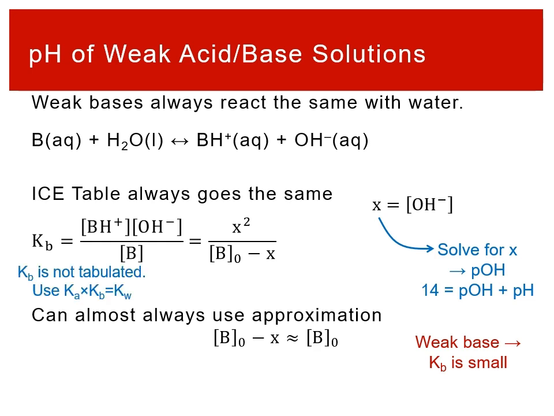Kb values usually aren't tabulated, so you need to look up the Ka of the conjugate acid and use the fact that the product of the two is equal to Kw, so you can figure out what Kb is. Because it's a weak base, Kb is still less than 1. It's usually a small value. You can still make the same approximations that you make when you're dealing with weak acid solutions when you're trying to figure out the pH.